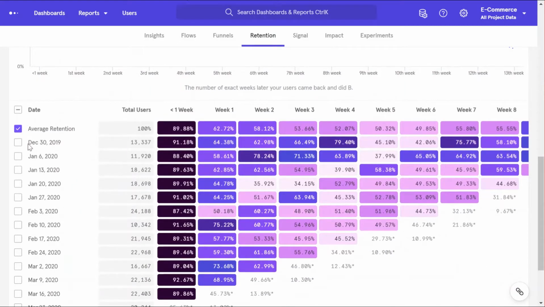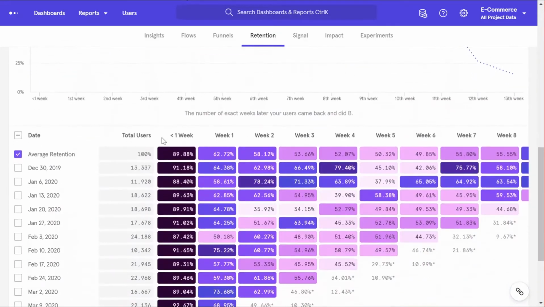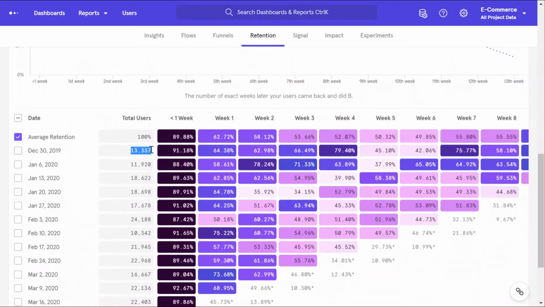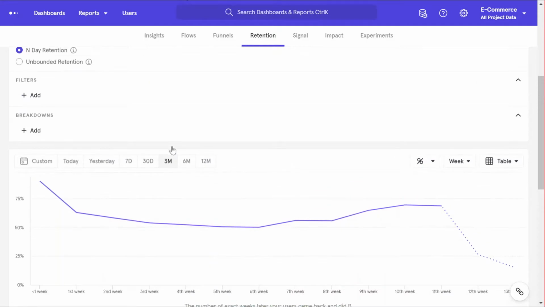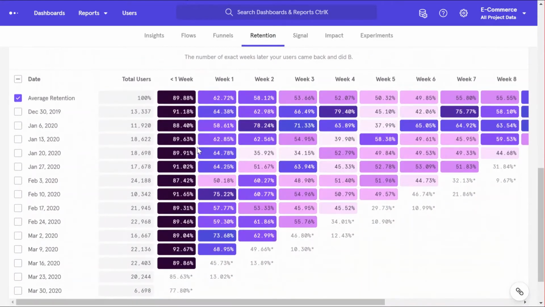Now this row here represents the week of December 30th to January 5th, in which this first column, total users, is the number of people who did the first event, which in this case is account creation. So many people were acquired. They came and created an account on the product in this week. All right. Now the next set of columns represent the actions that were done with the second event, which in this case is complete purchase, that is placing an order.